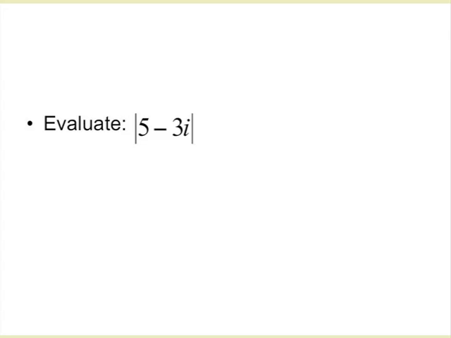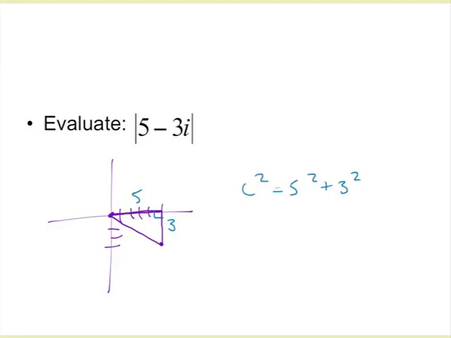So for this one, to plot it out, I'm going to go over 5 and down 3. Connect to origin, connect to x-axis. I have sides of 5 and 3. You don't really need to worry about the negative because we're talking about distances. We're going to end up squaring it in our equation anyway. So c squared is 5 squared plus 3 squared. And it's 25 plus 9, which is 34.